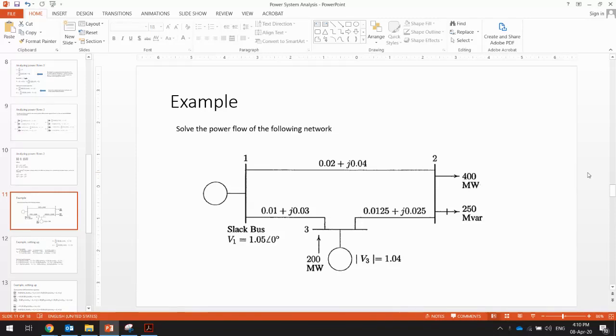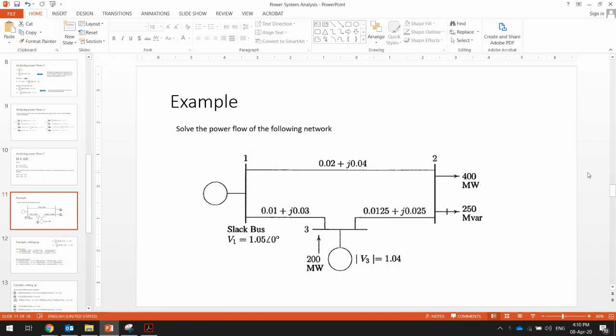As promised, in the second part, we will go through an example. In this example, we are looking at a simple 3-bus network as shown over here. Shown in the figure is the impedance value on each of the lines. These impedances are in per unit value.